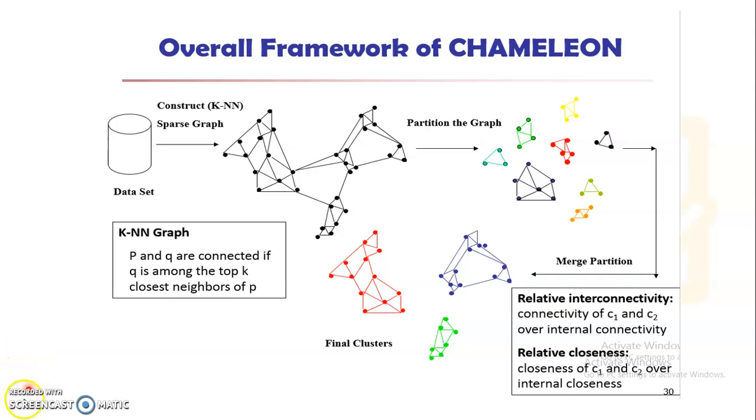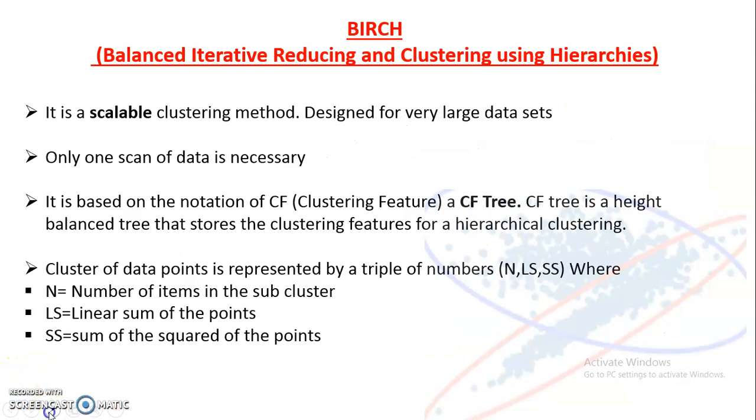Next algorithm is the BIRCH algorithm. What are the main characteristics of this BIRCH algorithm? It is a scalable algorithm. The full form of BIRCH is Balanced Iterative Reducing and Clustering using Hierarchies. As the name implies, it is a hierarchical algorithm designed for very large data sets. We can scale this algorithm for large data sets. Second important thing, only one scan is necessary, so there is time saving.